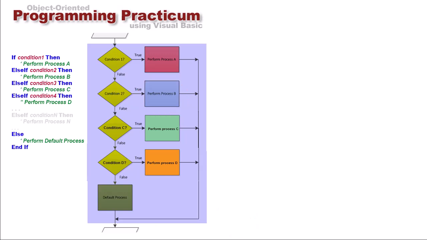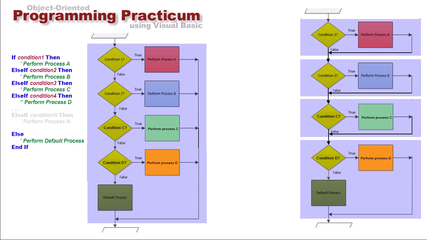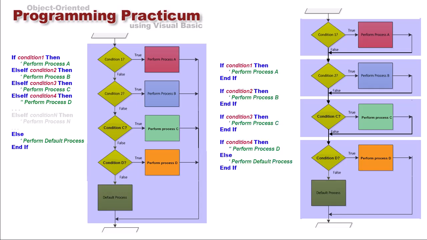However, there are times when you want to have each fork possibly executed and not be exclusive to the other forks. And for that, we use a series of if-then structures, or could be if-then-else structures, depending on your purposes. But in this case, each condition is evaluated and the process executed if true.